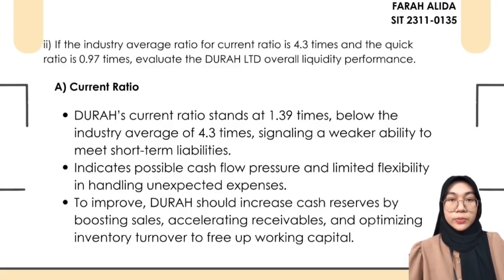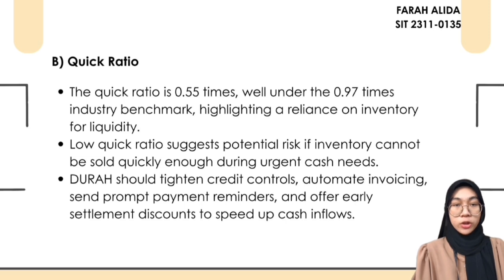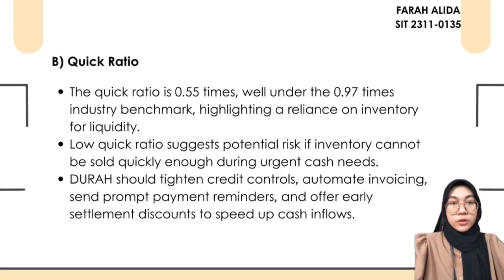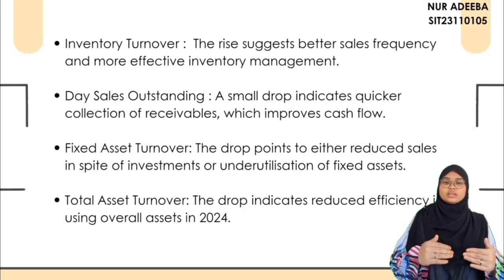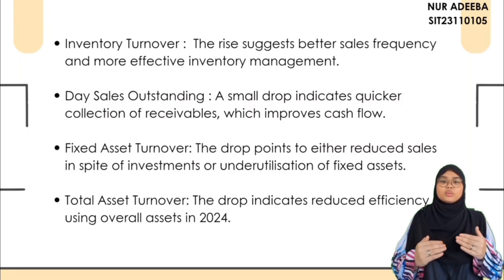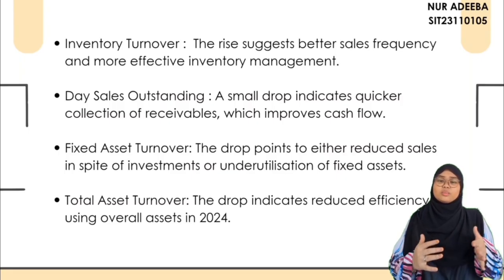For the quick ratio, Dura Ltd scored 0.55, while the industry average is 0.97. Dura should tighten credit control, automate invoicing, send prompt payment reminders, and offer early settlement discounts to speed up the cash inflows.